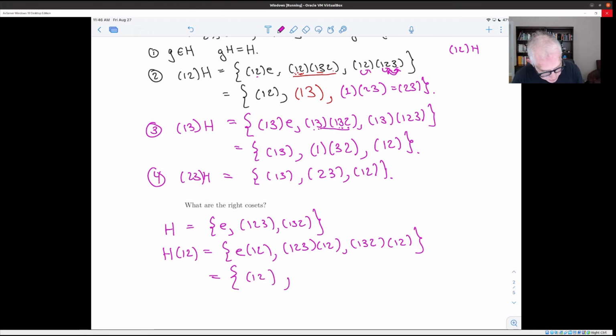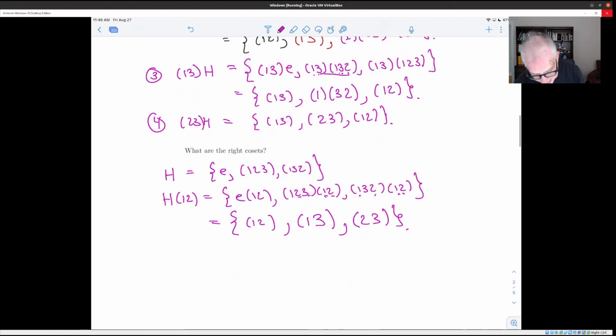And now if we do this one, we have 1 goes to 2, 2 goes to 3. So we have 1 goes to 3, and then 3 goes to 1. And if we do it here, we have 1 goes to 2, and 2 goes to 1. So 1 stays in its place. And then we have 2 goes to 1 goes to 3, and 3 goes to 2. So this right coset is again the collection of transpositions.